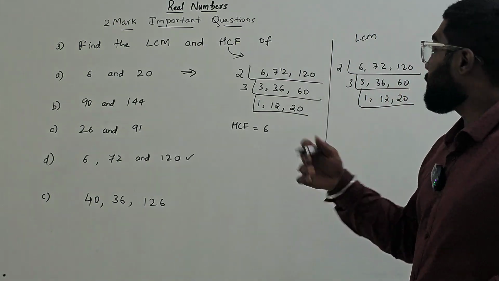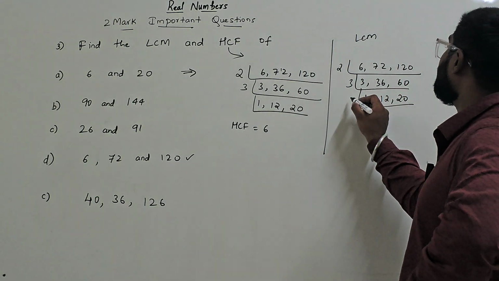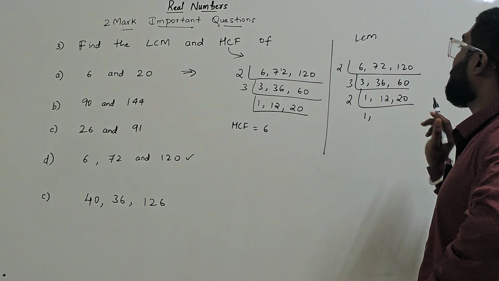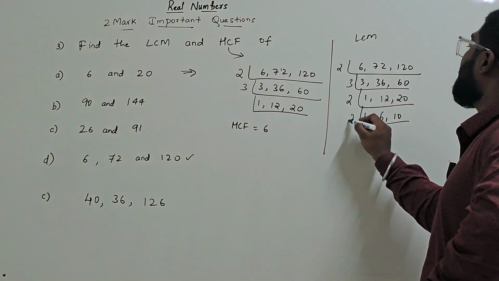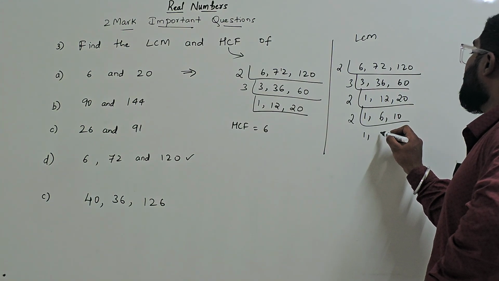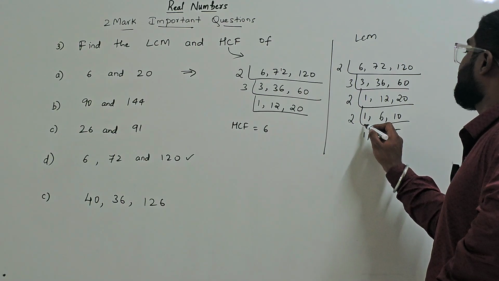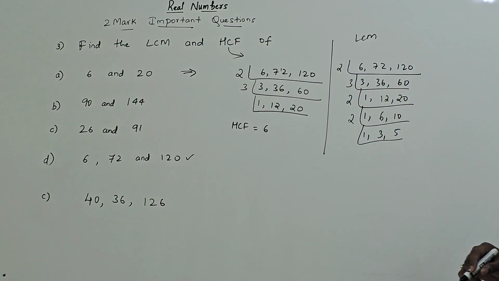Now again you have to divide with another prime number. 2, 1, as it is, write 1. Next, 2 sixes are 12, next 2 tens are. In the same way again 2, 1, comma, this 2 threes are, 2 fives are. Okay, you can end here.